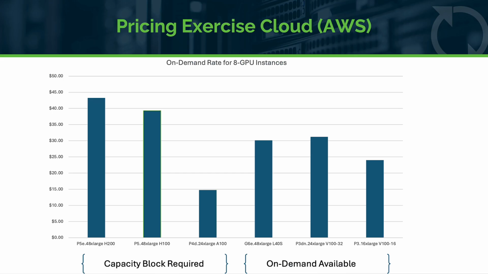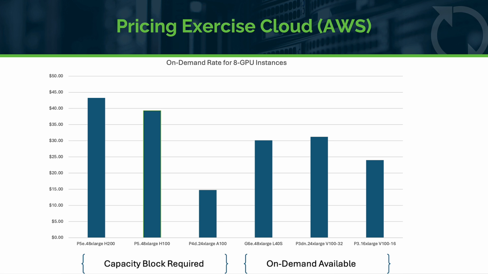So here's kind of a graph of the pricing if you wanted to run an 8-way card and run some giant models. On the right, you're going to see on-demand available. So P3.16, P3dn, some older, the V100s, as well as the latest L40S. Those cards can be run 8-way on demand. So that means no commitment, just push the button. You could rent it for an hour, no problem.